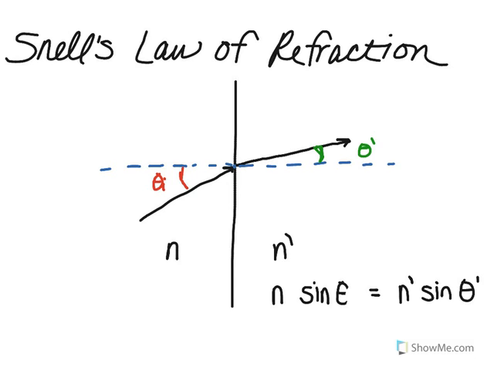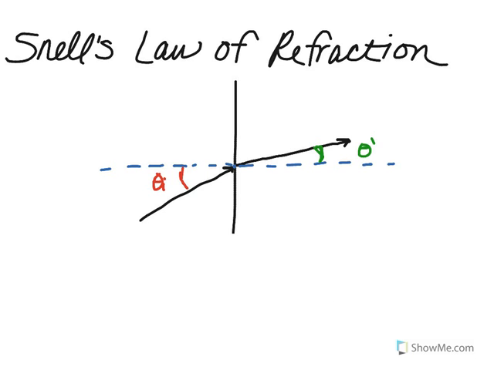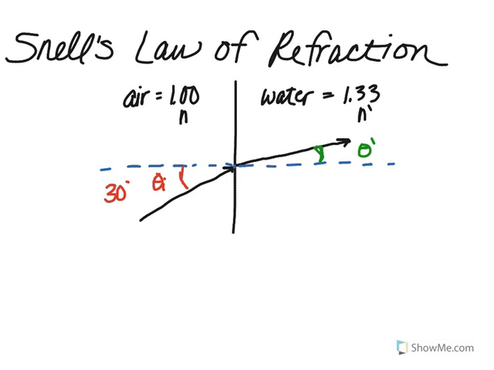So you can see how if you know the index of refraction of each material, and if you know the angle of incidence, then you can use those to determine the angle of refraction. For this example, we'll say that a light ray strikes an air-water interface. We know air has an index of refraction of 1, water is 1.33. So this is our n, this is our n prime. And if the incident angle is 30 degrees, what is the angle of refraction?